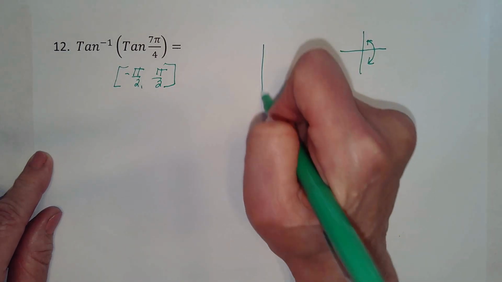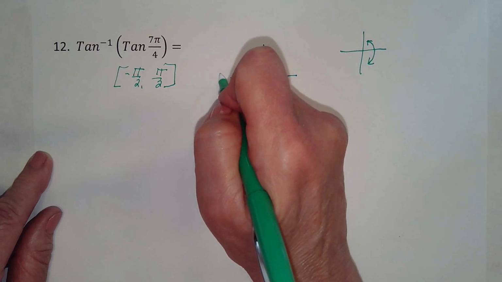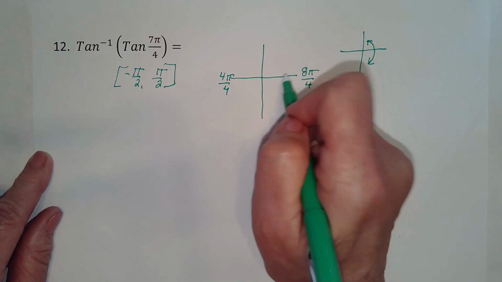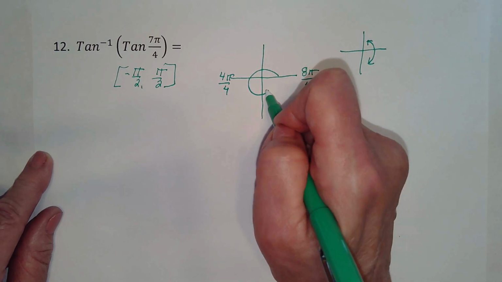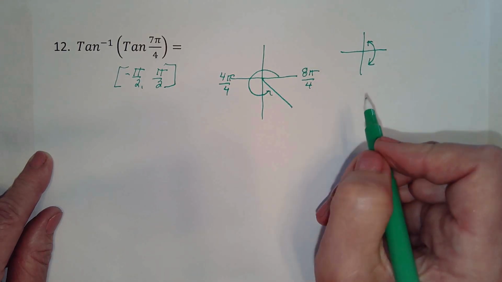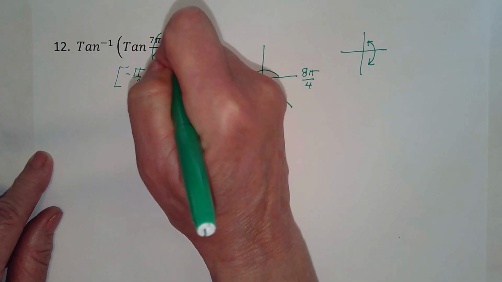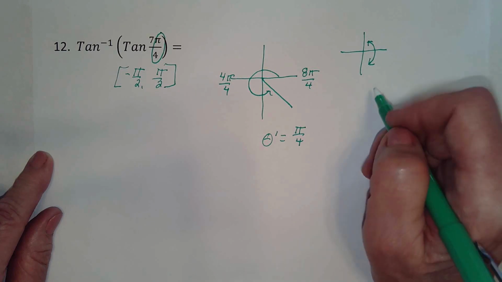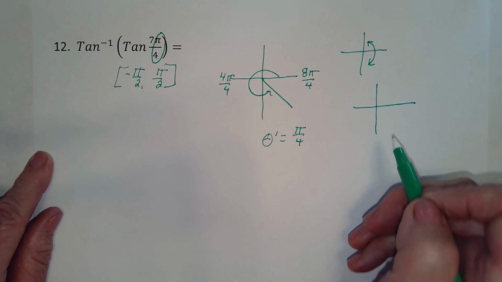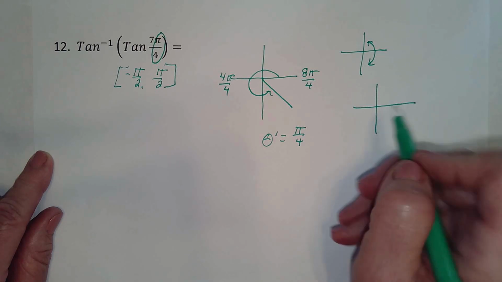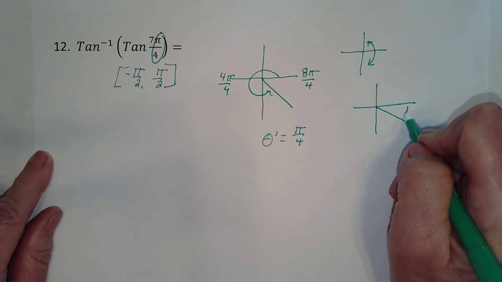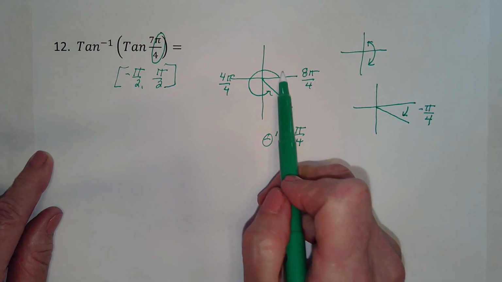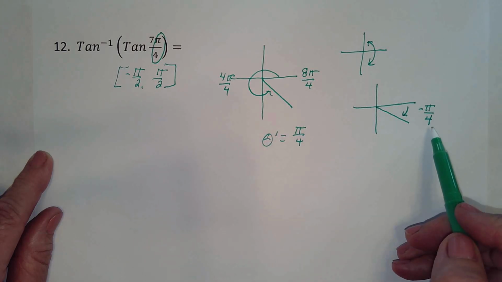Let's draw our angle. This is 4 pi over 4, 8 pi over 4. We can see that our angle is going to lie in the fourth quadrant. Also, I can easily see that my reference angle is pi over 4. I want to rewrite my angle in a domain that has an equivalent value. It would be a negative pi over 4. And we can see that 7 pi over 4 and a negative pi over 4 are coterminal angles.